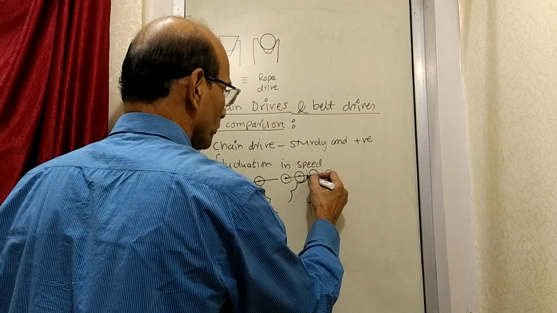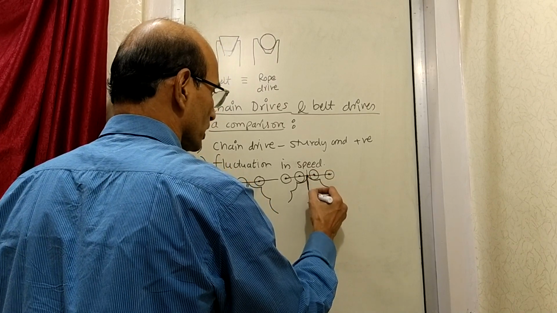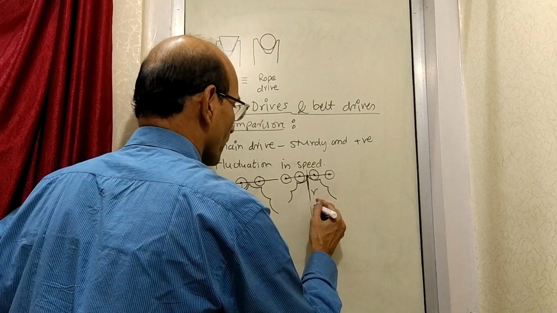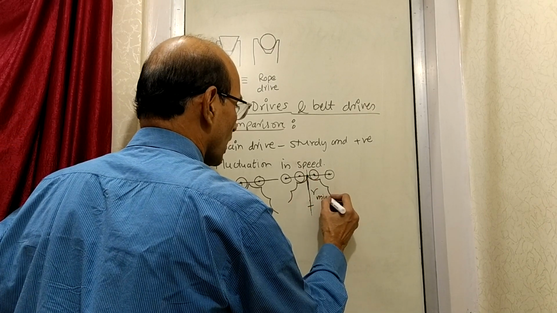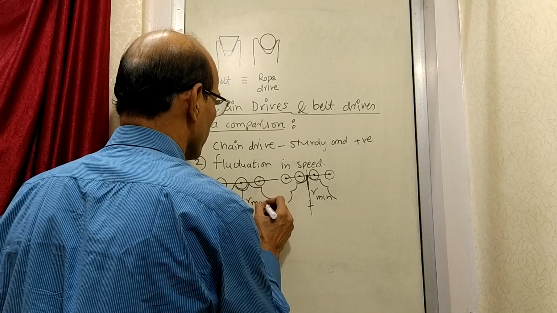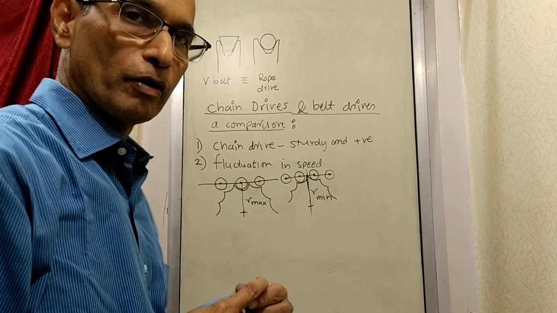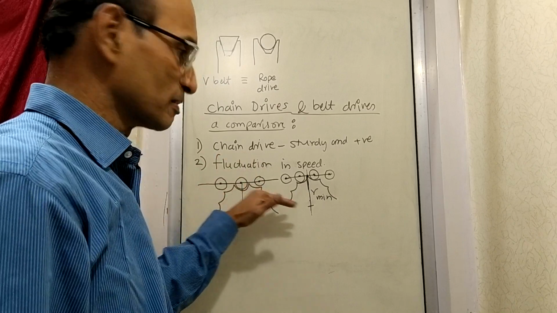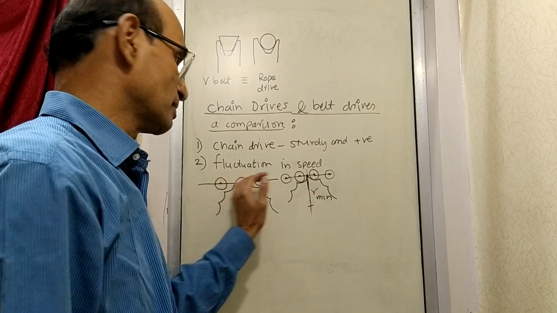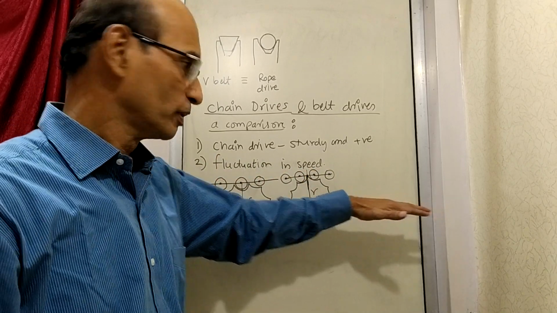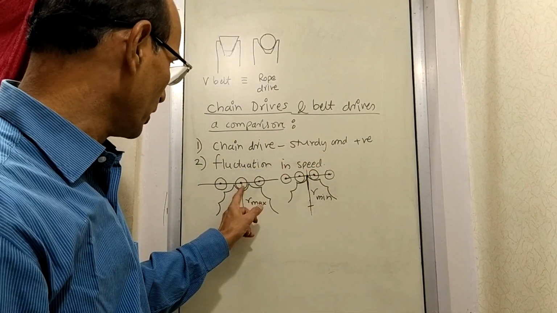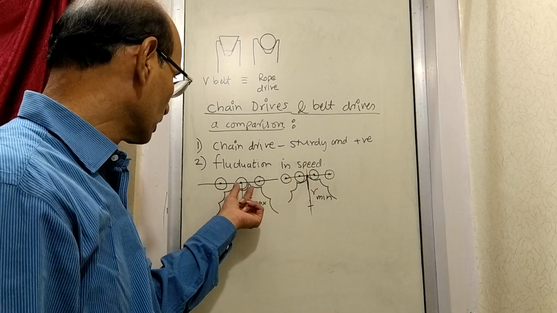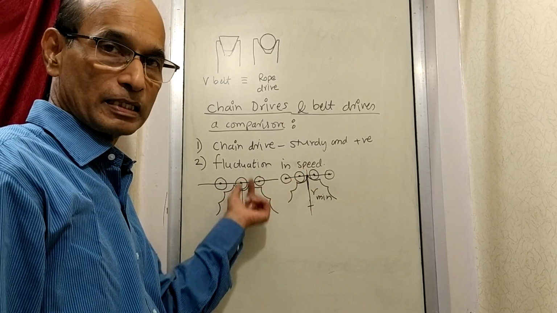That means now if you try to find out the distance of the chain from the center, it is going to be this distance. So I'll call this R minimum and this R maximum. That means the center line of the chain is at a varying distance from the center as the chain passes. So this distance will keep on changing depending on whether the tooth is above the center line or whether the groove is above the center line.